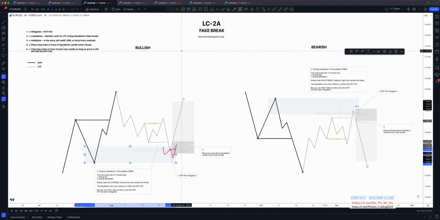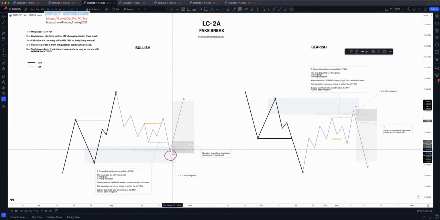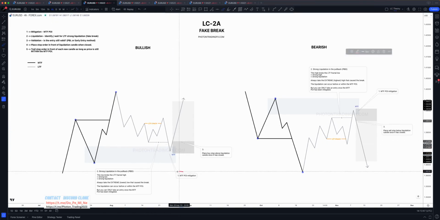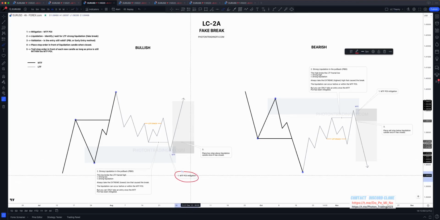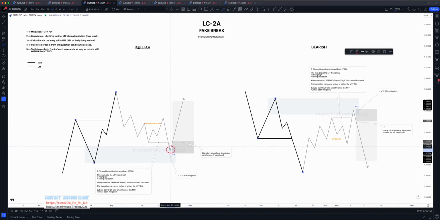Okay, so the liquidation sometimes will happen before the POI, and sometimes it will happen within the POI. It doesn't matter where it happens. What does matter is that we must have the POI mitigation at some point. Okay, so the reason why I put number one medium time frame POI mitigation is because that is the first thing that you must wait for. So that's why we do nothing until we actually get this mitigation.